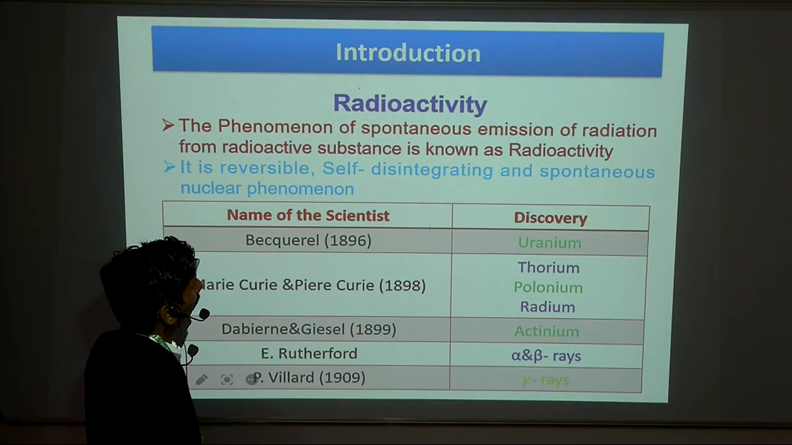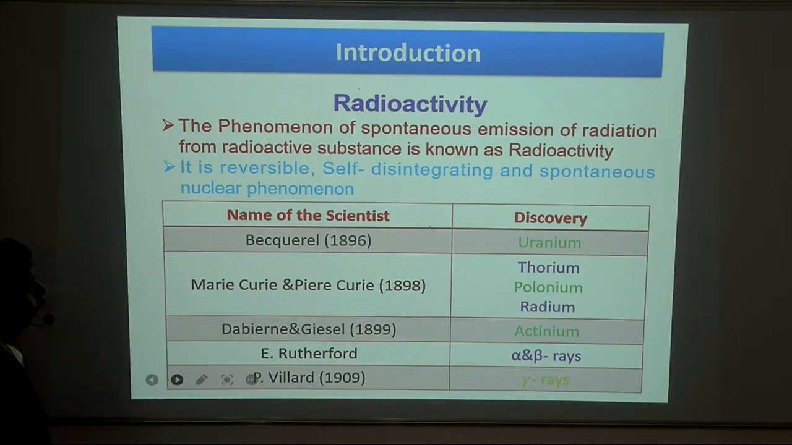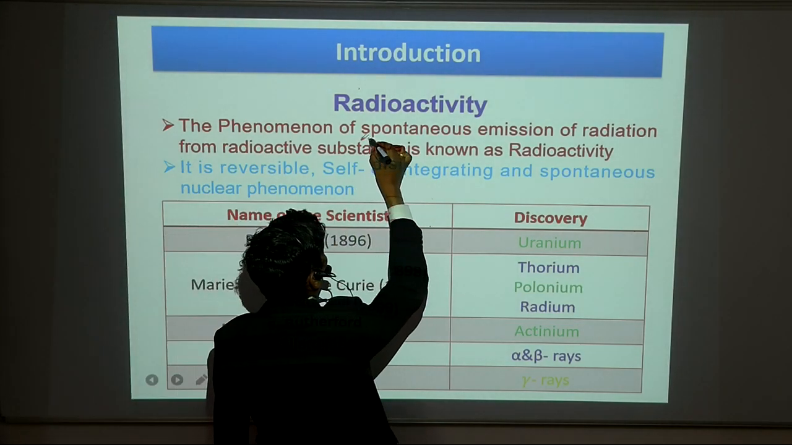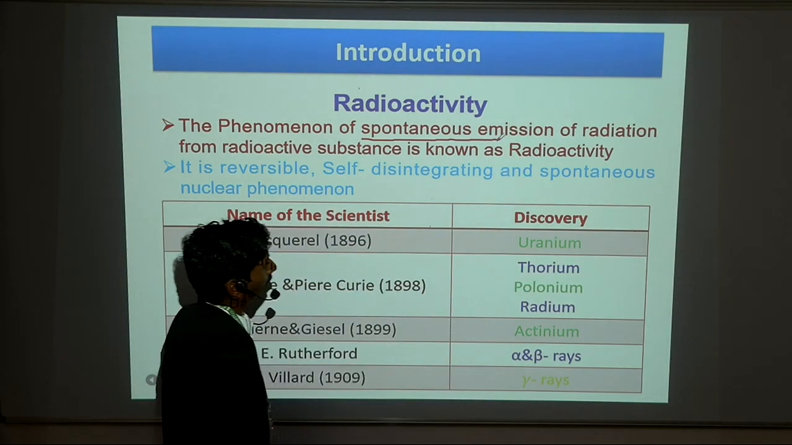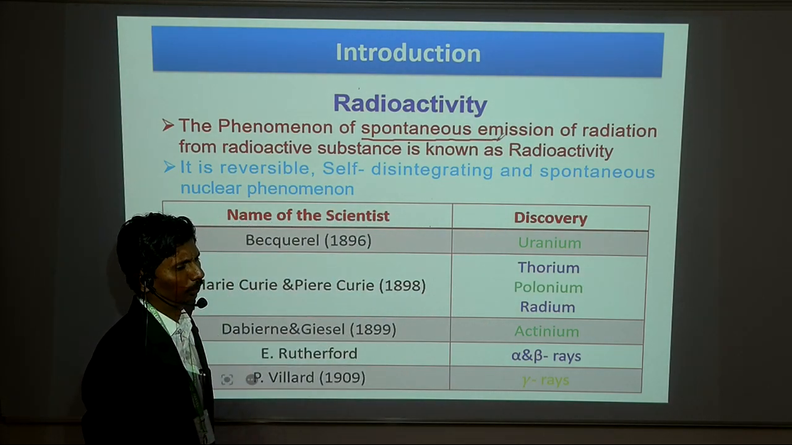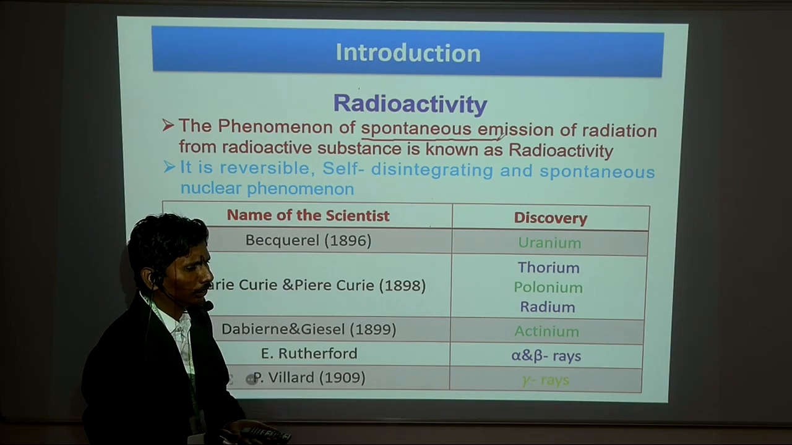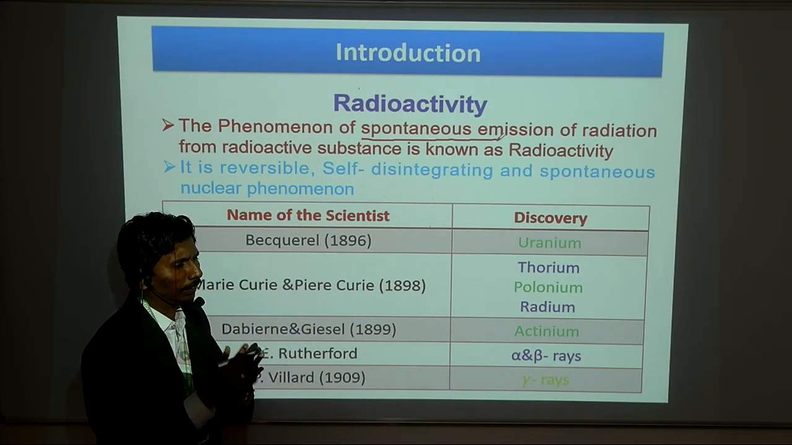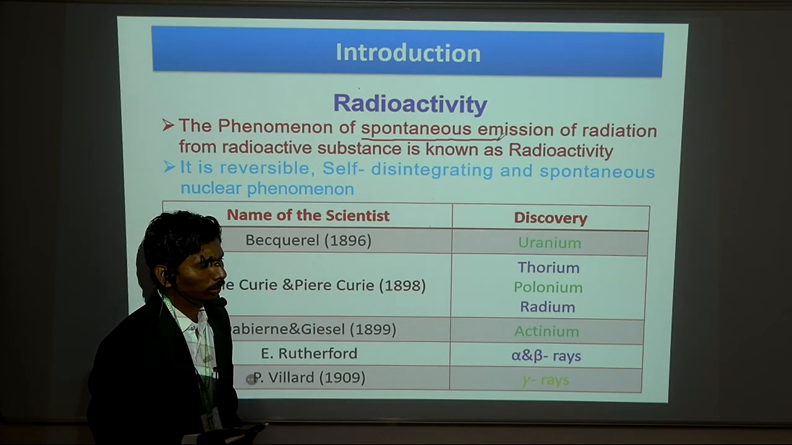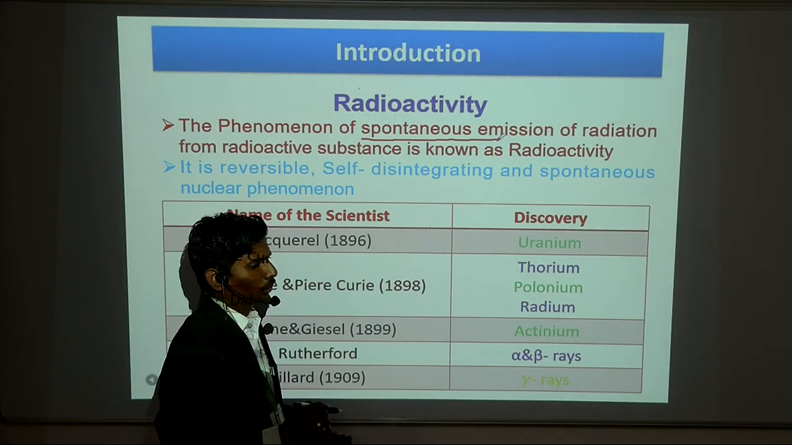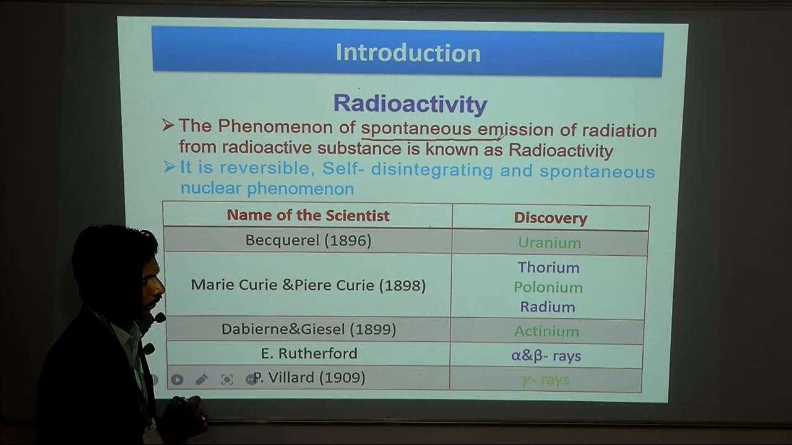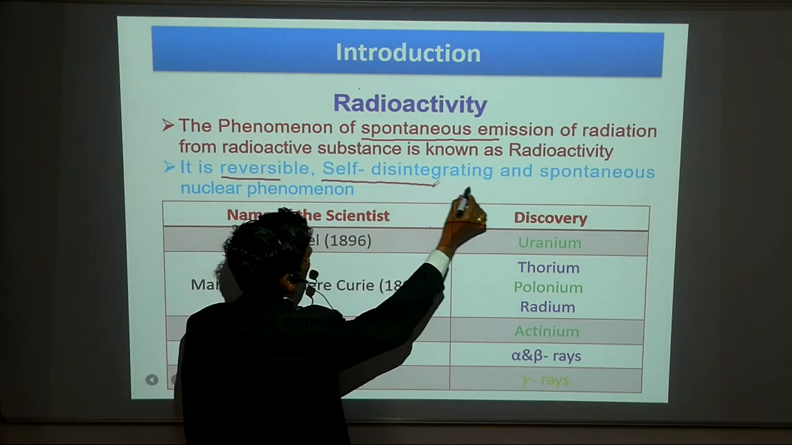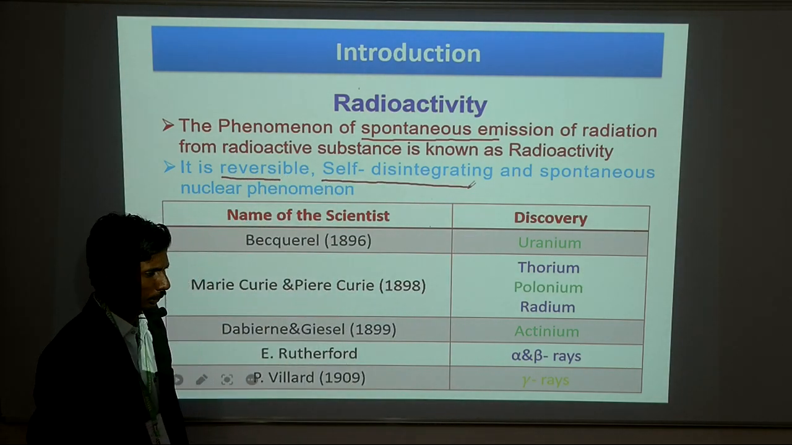So, in the introduction, what is radioactivity? Radioactivity is the spontaneous emission of radiation. This word, spontaneous, is very important. Spontaneous means it is a natural phenomenon. When the nucleus is unstable, it radiates radioactive materials like alpha, beta, gamma, and this phenomenon is known as radioactivity. It is also called a self-disintegrating or spontaneous process.